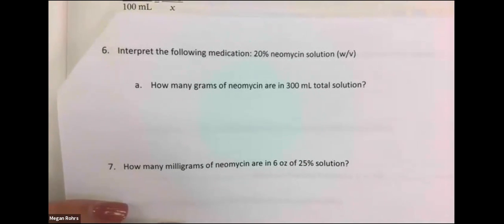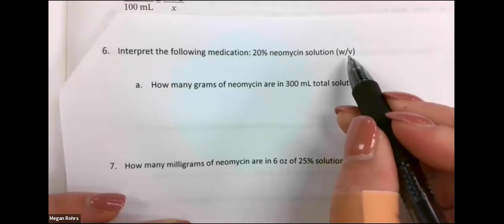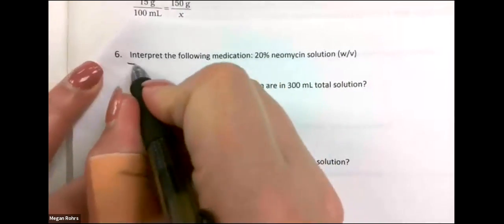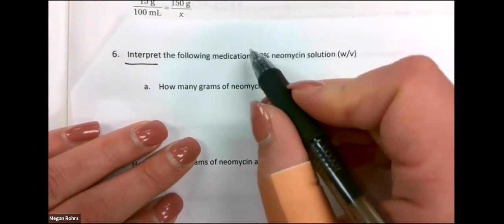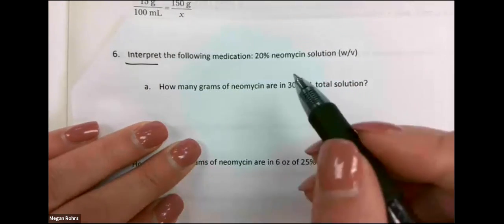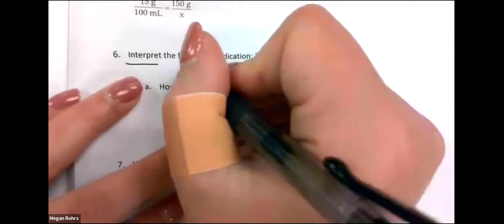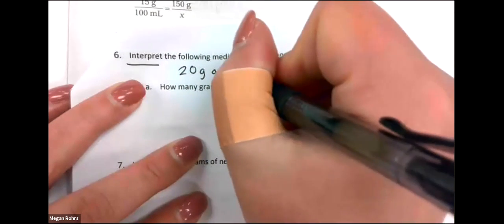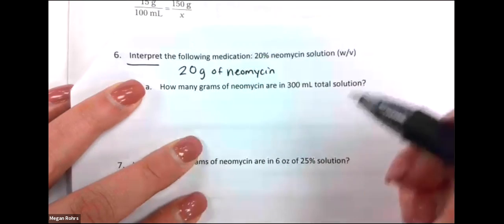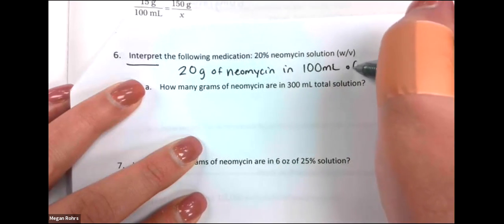Okay, number 6 says, interpret the following medication. We have a 20% neomycin solution. That is a weight per volume. So on your interpretation, all I want you to do is basically write out what we know about this percentage. So we know that a 20% solution, that's weight per volume, means that there are 20 grams of active ingredient, which is my neomycin, in every 100 mils of solution.